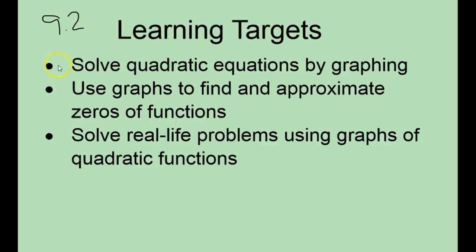So now let's look back at our learning targets. The first one was to solve quadratic equations by graphing. And we always just get it into standard form and then graph it and see where my zeros are. Then I was able to use those graphs to find and approximate my zeros. I always want to approximate first and then use the math to support my approximation. And then I could look at some real-life problems using those graphs of quadratic functions and solve for other variables. Now that we've done this, go ahead and work on this homework for 9.2.